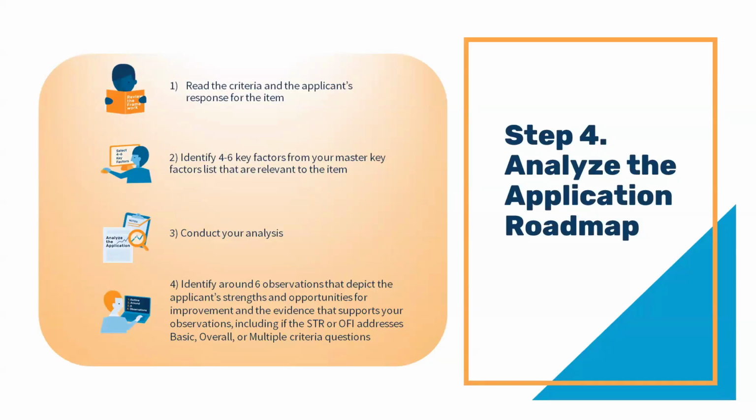So now you're going to go back into item 2.2, and you're going to take note of the 4 to 6 relevant key factors from your longer list, just for item 2.2 or 6.1, wherever you are. Then you're going to start reading the question, reading the response, and determining, do you see approach, deployment, learning, or integration, and at what level of question: basic, overall, or multiple?